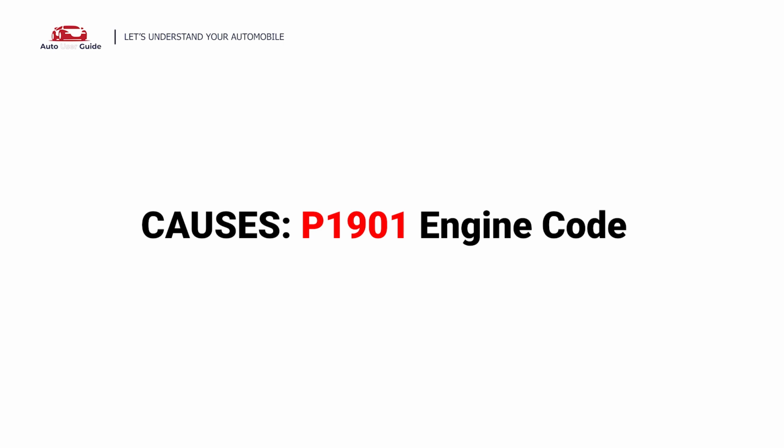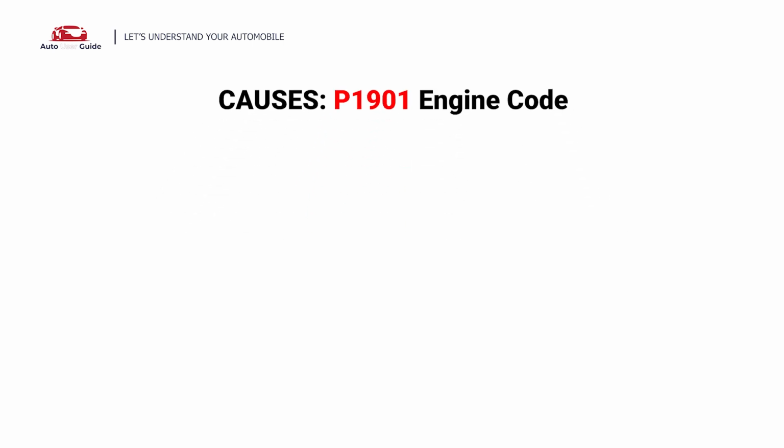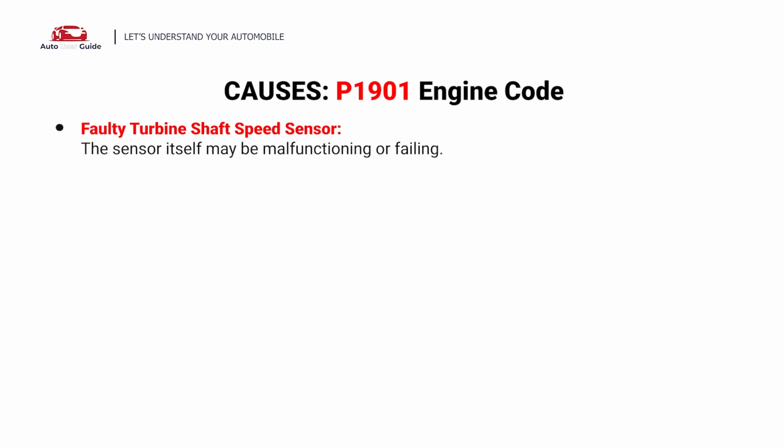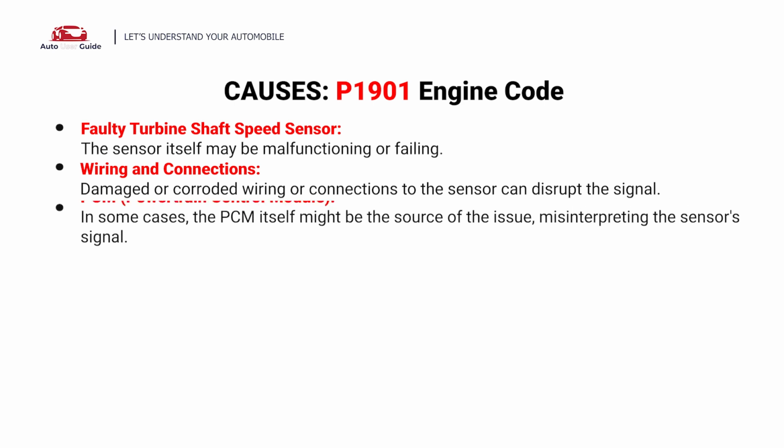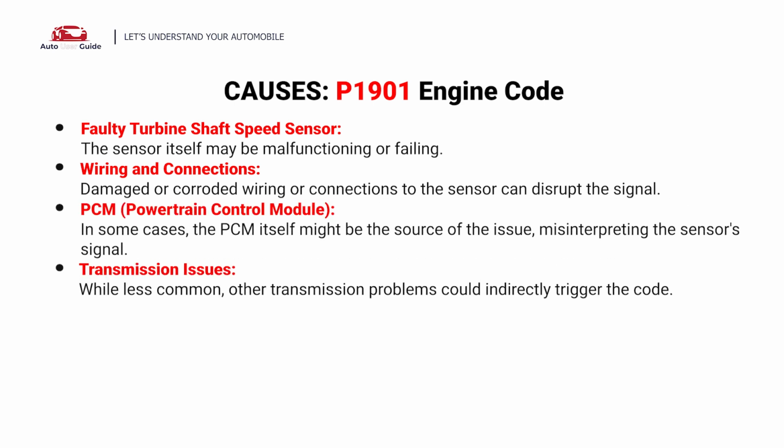So, what causes this imbalance? Here are the most common culprits. This error can be caused by these possible faults in your vehicle: faulty turbine shaft speed sensor, wiring and connections, PCM, transmission issues.